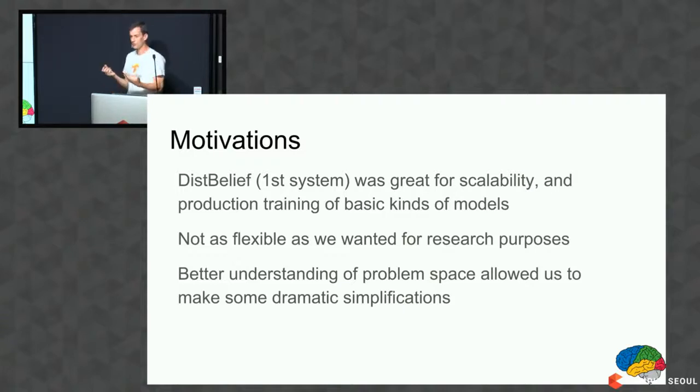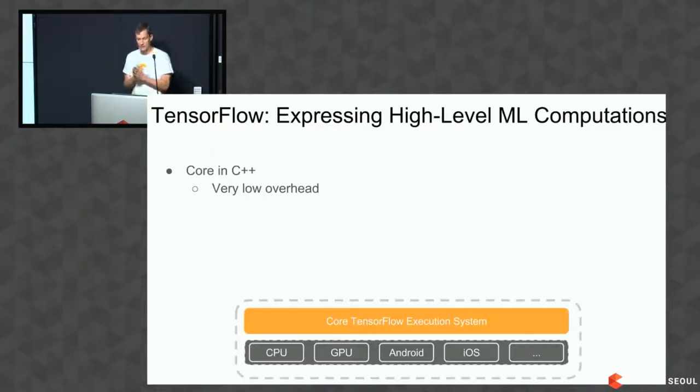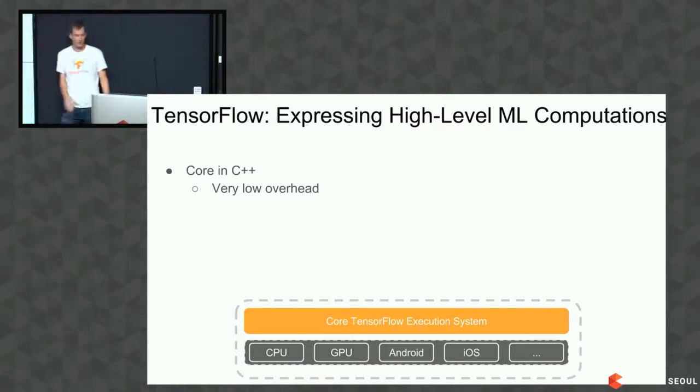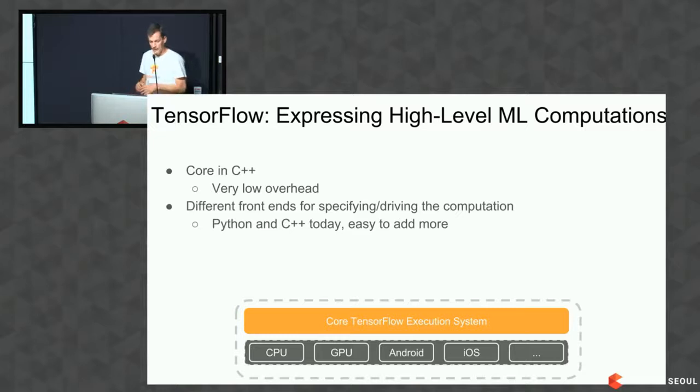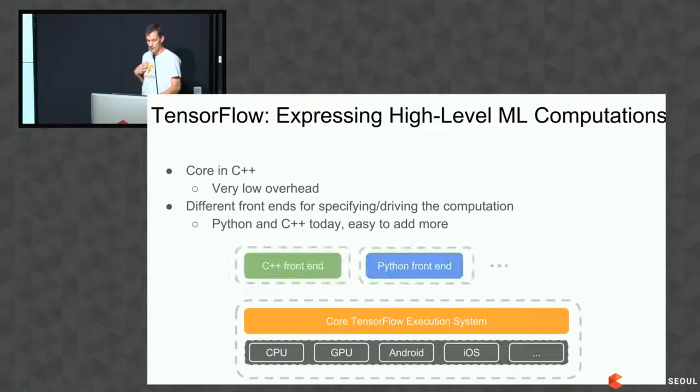And so TensorFlow is essentially our take after experience with building the first system. We wanted to keep the nice properties that DistBelief had, but make it easier to express machine learning ideas. So the core of TensorFlow is this graph execution system that I'll describe in a minute. And then there are different front ends for specifying the kinds of graphs you want to compute. So we have C++ and Python front ends. There are already some pending changes to put a Go front end on this, and we imagine other languages might get added over time.